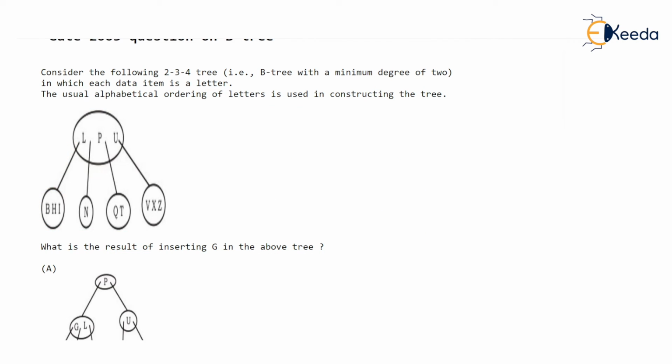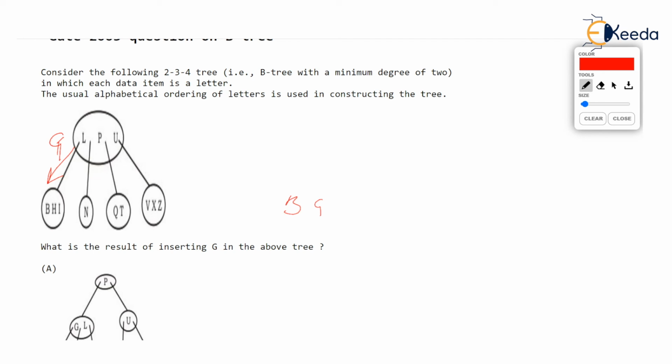We are inserting G. G is less than L. So G must be added to the left of L. So the node here must be BGHI at the leaf. But then you can't store BGHI in one node. So you are appointing H as the median. So BG becomes one node and I becomes the other node. Now H propagates to the parent. Who is the parent of this leaf? It is LPU, isn't it?